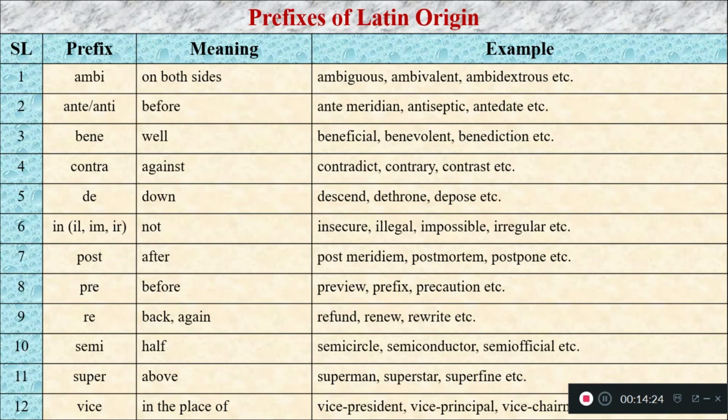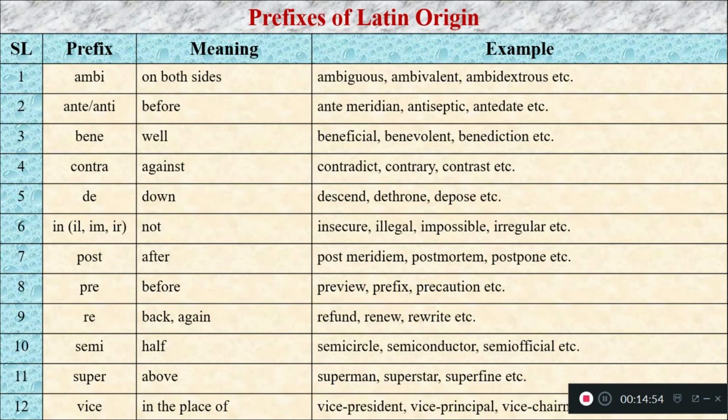Contra means against. For example, contradict means to say opposite or against of what someone else has said. Contrary means the opposite. Contrast means the difference between two or more things. The prefix "de" means down. For example, descend means to go or come down. Dethrone means to remove a king or queen from their position of power. Depose means to remove someone from an important position. Next, in, il, im or ir means not. For example, insecure, not secure. Illegal, not legal. Impossible means not possible, and irregular is not regular.